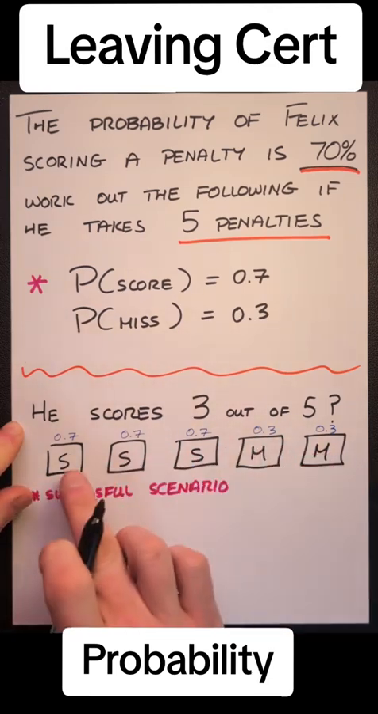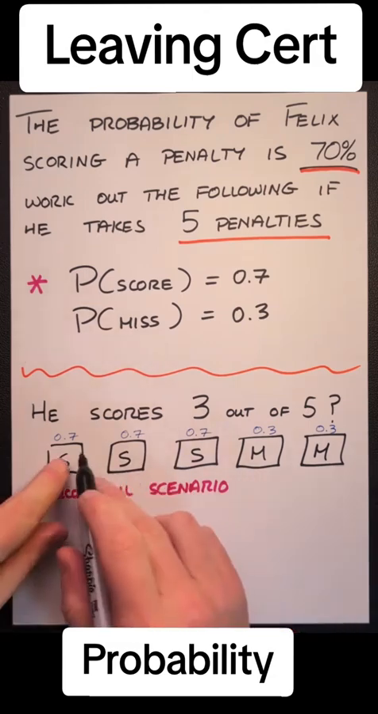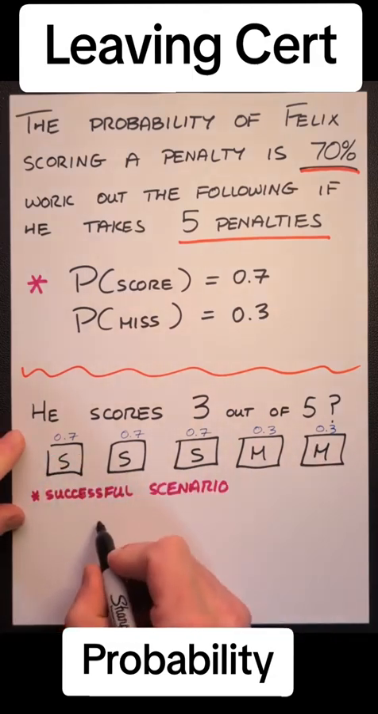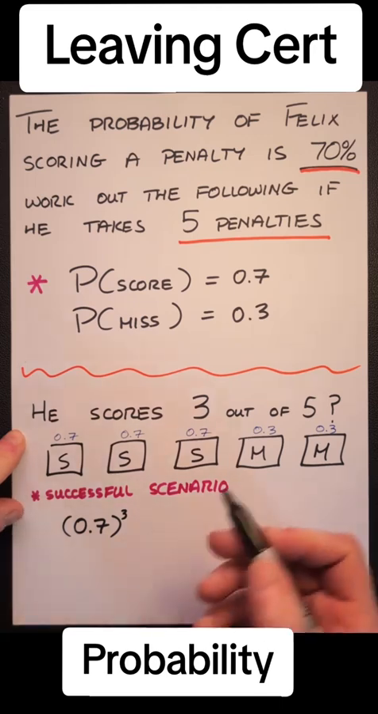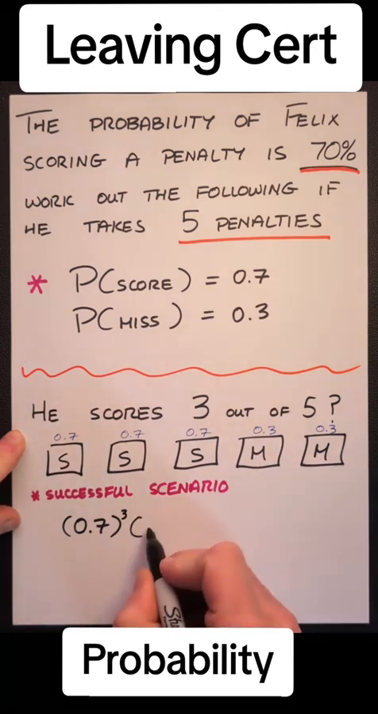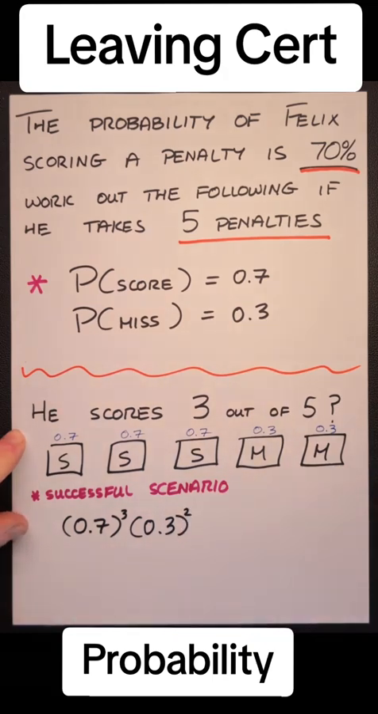So even if we had separated those with score, miss, and score, it would still have essentially the same numbers multiplying. So let's write it down this way. 0.7 multiplied by itself 3 times is to the power of 3. That's why you might see it written like that. And the 2 misses at 0.3. And there's 2 of those, so that's going to be to the power of 2.